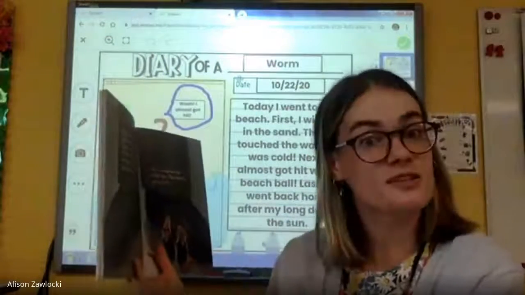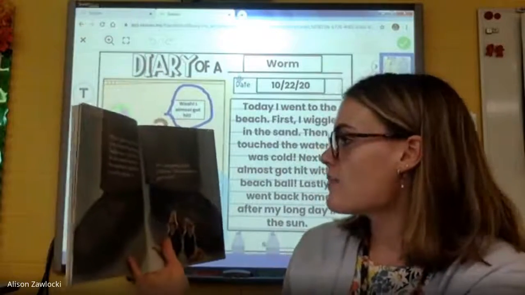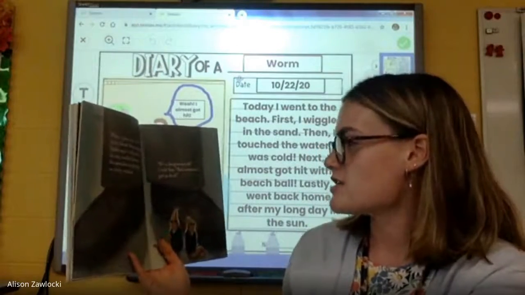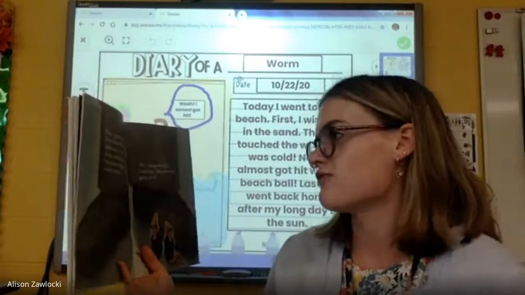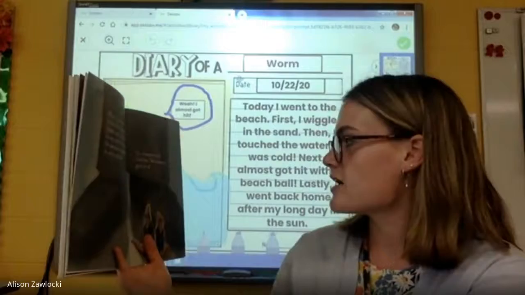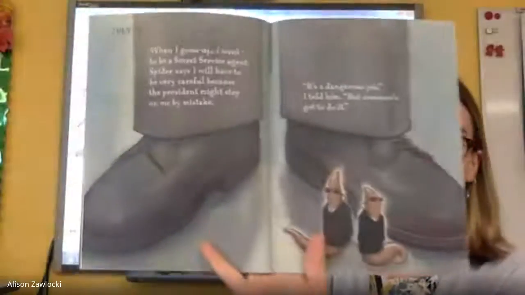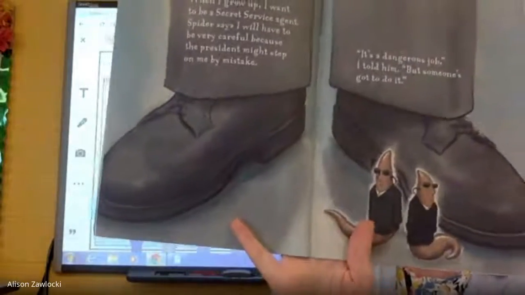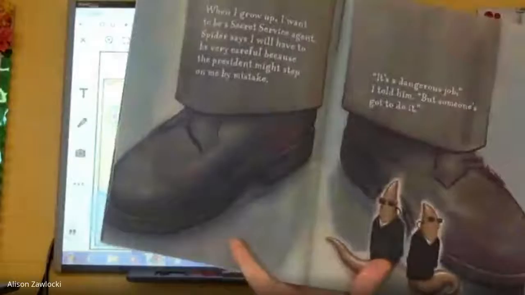July 4th. Oh, that's the 4th of July. When I grow up, I want to be a Secret Service agent. Spider says I will have to be careful because the president might step on me by mistake. It's a dangerous job, I told him, but someone's got to do it. So he wants to be a Secret Service agent when he grows up.